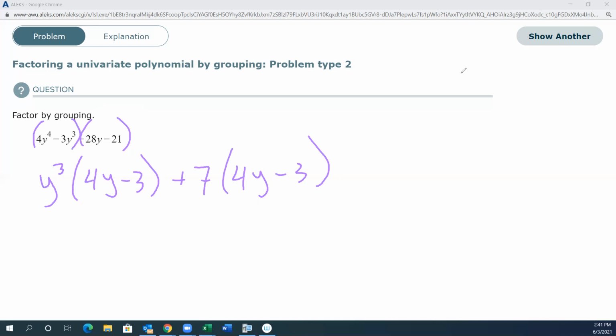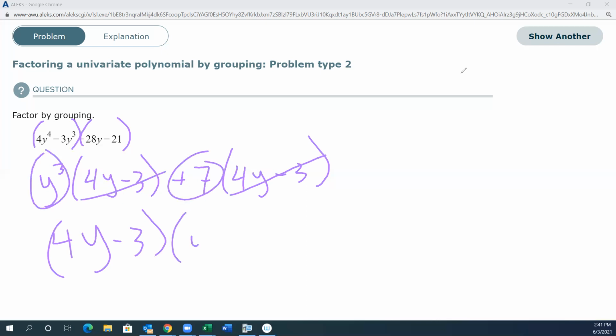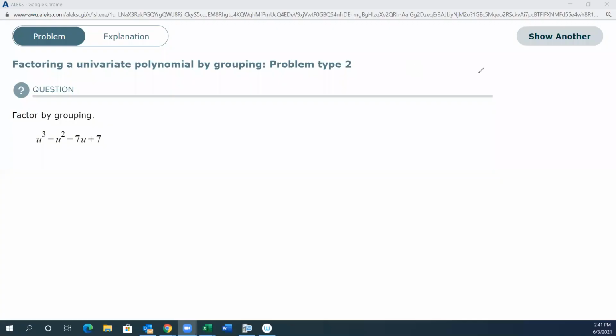So now, just like that last problem I did, I can pull a 4y minus 3 out of both. And I'm just left with y cubed plus 7. And yeah, that's how we do it. Let's do one more of those. All right, let's do another one.